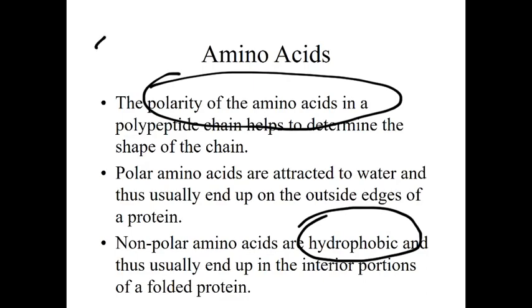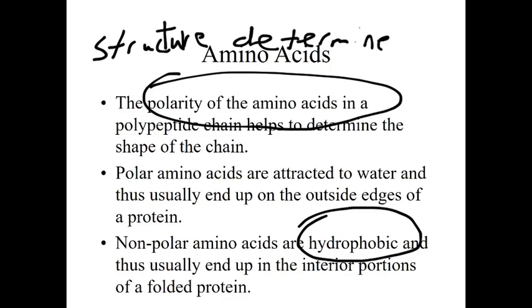And a really important theme in biology is that structure, in most cases, determines function. So the shape of a protein determines how it works. Structure determines function. And one of the key things that helps to determine that shape or that structure is the polarity of the amino acids or the R groups of the amino acids found in that protein.